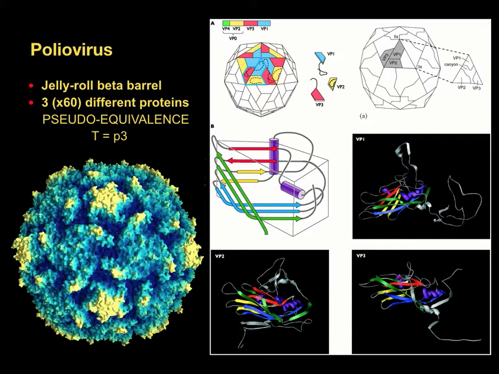I want to point out here as well the protein structure of the capsid protein. This is a beta barrel that has a jelly roll type of fold. And this is something that is very pervasive in capsids. We find this type of fold in many different viral families, even if we cannot find sequence similarity between them.